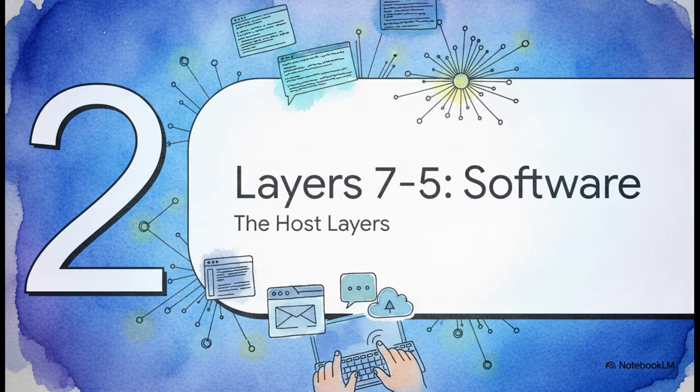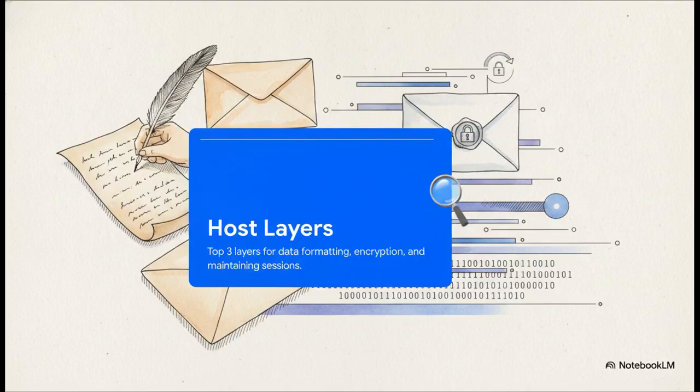Moving on to Section 2, layers 7 to 5. These are the software layers, often called the host layers. Starting top-down really is the most relatable starting point, because honestly, this is where developers spend almost all of their time. We collectively call these top 3 the host layers. They're entirely responsible for application-level data formatting, encryption, and maintaining the communication session.